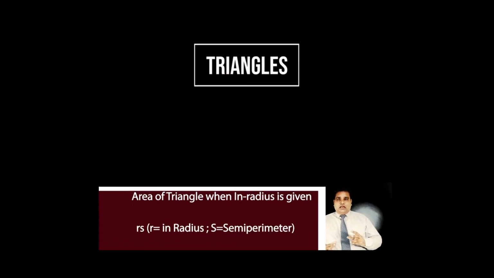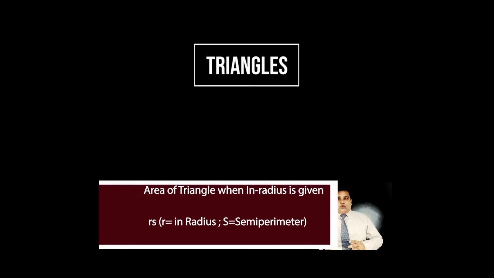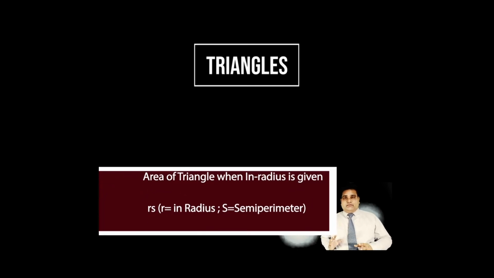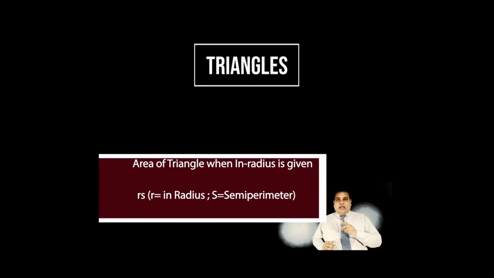Concept number 23, area of a triangle when inradius is given. When inradius is given, how do we find the area of the triangle? The formula is A equals R into S, where R is the inradius and S is the semi-perimeter.